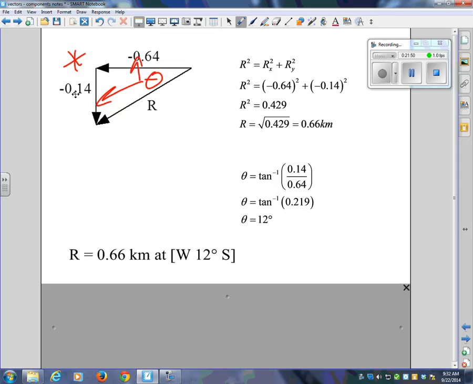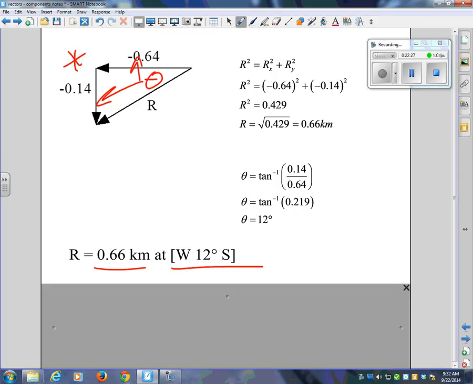This is the resultant angle, Dallas. Yes, the resultant angle. In this case, you work through this and you get 12 degrees, so it's going to be west, 12 south. So when I add those three vectors together, 0.5 kilometers at north 20 east, 0.3 kilometers at west, and 0.8 kilometers at west 50 south, my final resultant is 0.66 at west 12 south. That's it.